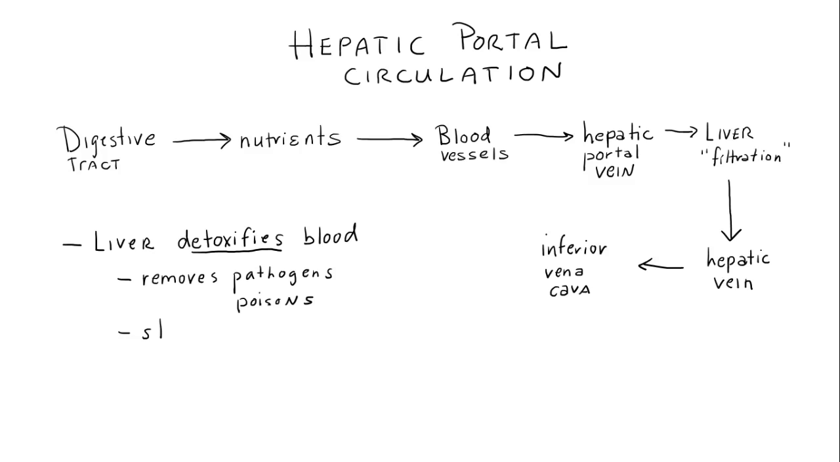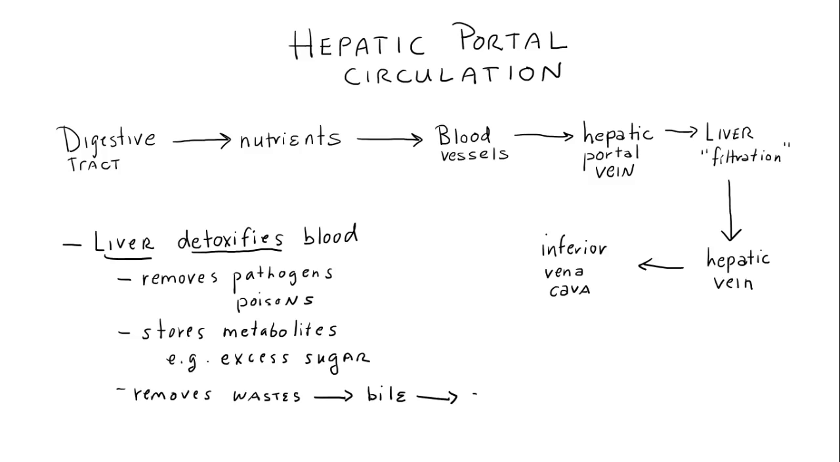Another thing that the liver does is it stores metabolites like excess sugar. Anything that you have too much of, sugar, it'll make into glycogen and store glycogen for a longer-term energy store. And it'll also remove waste, break down products of red blood cells, for example, that it'll send into the bile, and then the bile is going to the digestive tract and out of the body.